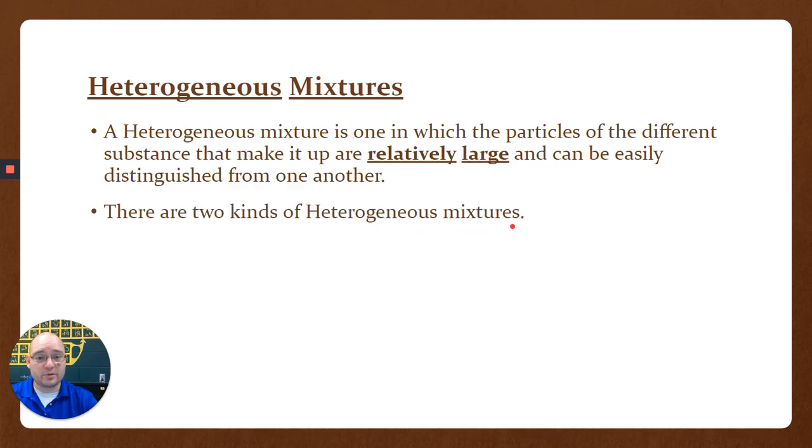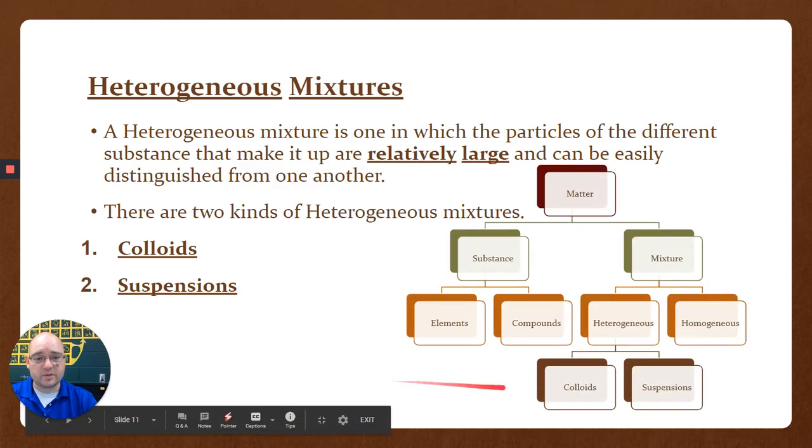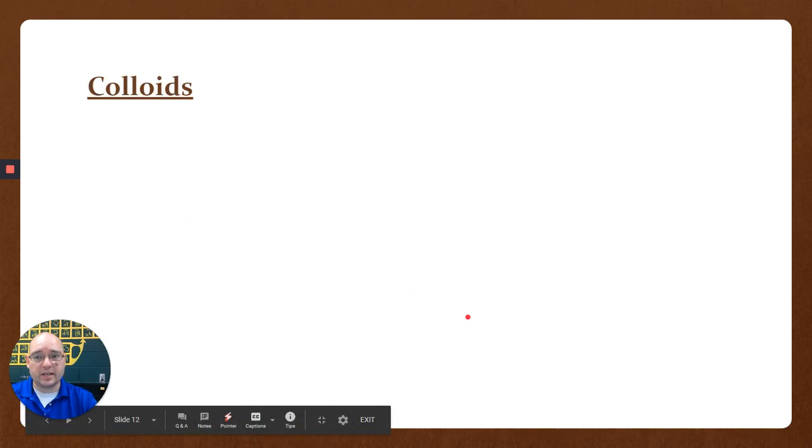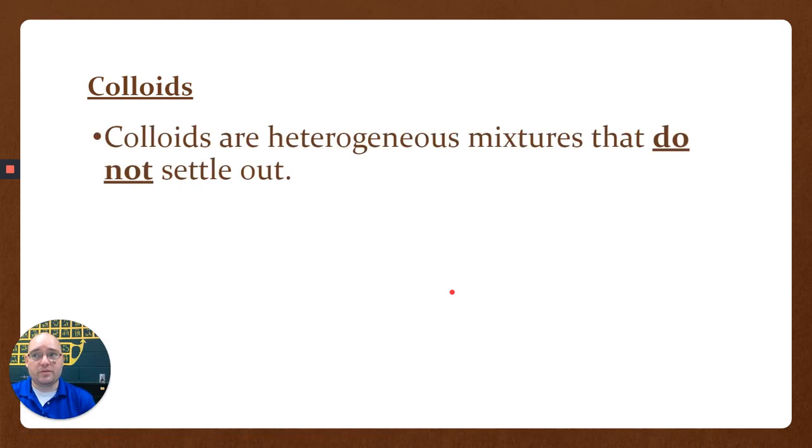There are two kinds of heterogeneous mixtures. We have things called colloids and suspensions. So colloids and suspensions are both types of heterogeneous mixtures. Now, colloids are heterogeneous mixtures that do not settle out. So when you mix them together, they stay mixed. They're a heterogeneous mixture where the particle sizes are relatively large, but when you mix them, they stay mixed together.